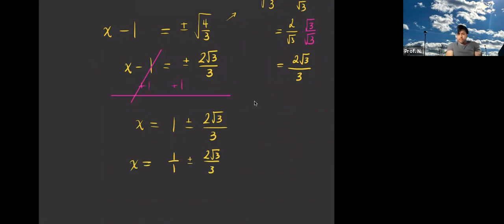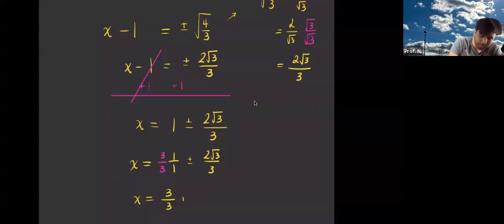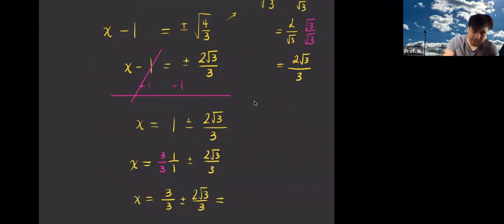I must have the same denominator, the 1 and the 3. So the least common denominator is a 3. So multiply top and bottom by 3. And I'm left with x is equal to 3 over 3 plus or minus 2 rad 3 over 3. Same denominator, combine the numerators. 3 plus or minus 2 rad 3. And I'll divide all of that by 3.